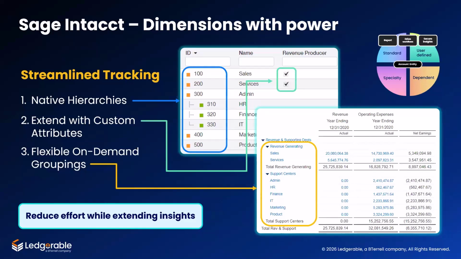All in all, these flexible hierarchies, tagging of attributes, and the ability to create custom groups means you can slice and dice data any way you want. It's far more powerful than forcing everything through the chart of accounts.